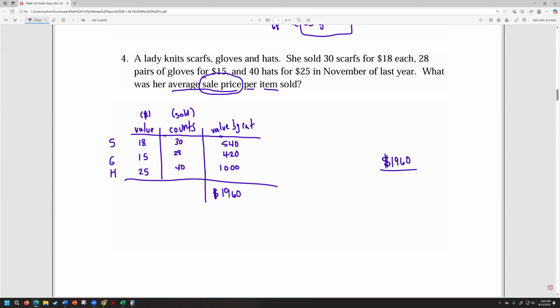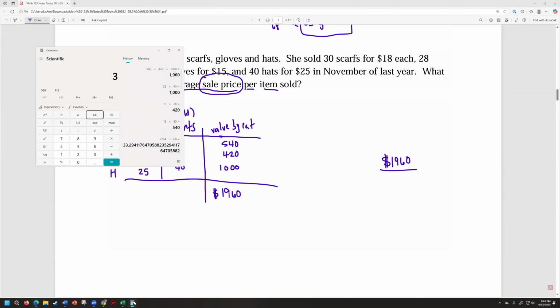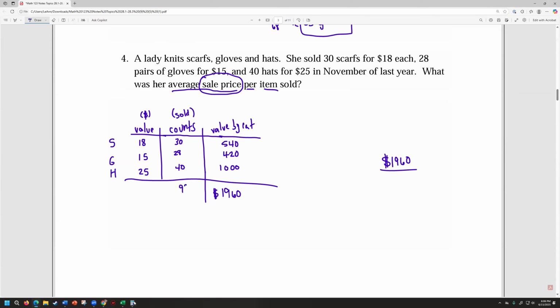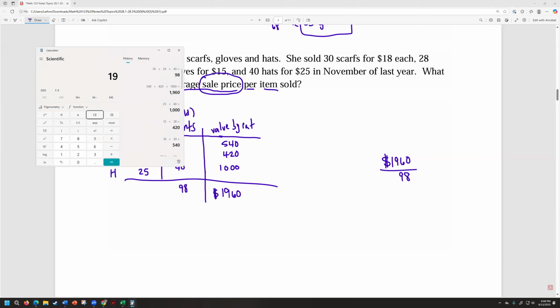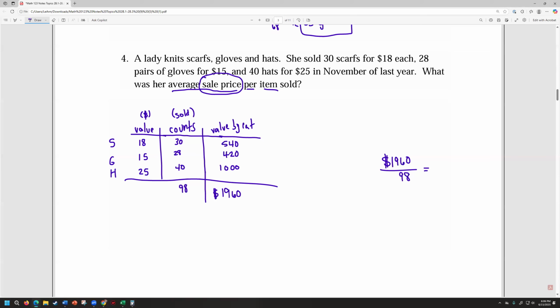But remember, we wanted to average that per item sold. So we need to know how many counts we had. That's the sold part. So how many total items did we sell? Because we're averaging it out over that. We had 98. So I added that column together. So that's going to be 98. This is how much money I made. This is how many things I sold. So if we divide that, we're going to get $20 as the average. So it's going to be an average of $20 per item.